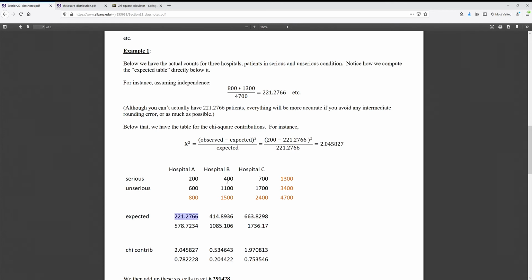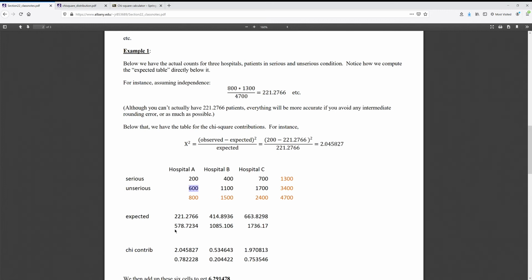So the chi-square contribution for hospital B serious is 400 minus 414.8936, square it, divided by 414.8936. And that gives us 0.534643. Hospital C serious, 700 minus the 663.8 thing, square it, divided by the 663.8 thing. And that gives us the 1.97-ish that we get here. Again, keeping a little more accuracy than I think will probably be necessary, just to get us all on the same page.